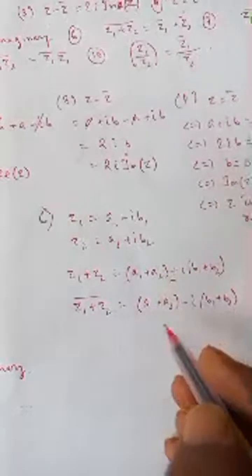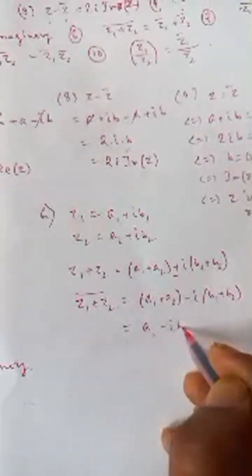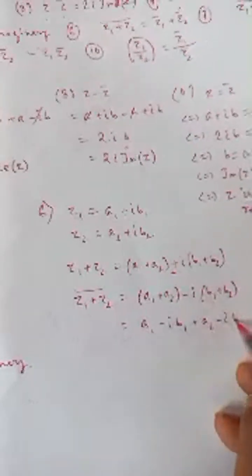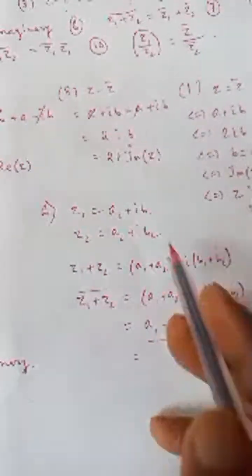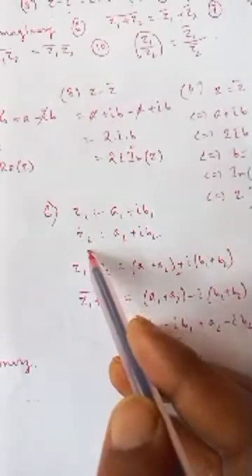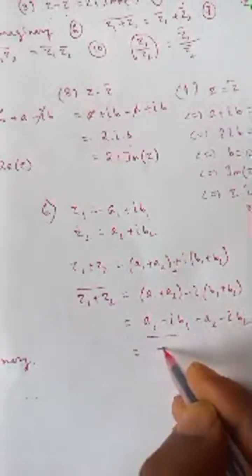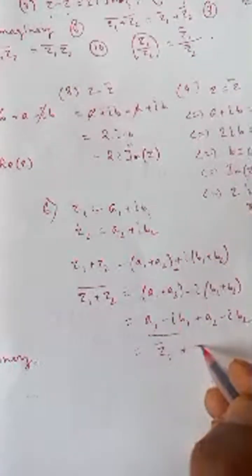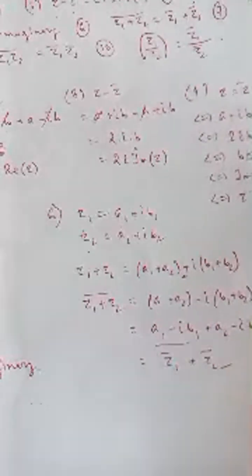Now if we rearrange this, then this will be a1 minus iota b1 plus a2 minus iota b2. So this is conjugate of z1. Conjugate of z1 is a1 minus iota b1, and conjugate of z2 is a2 minus iota b2. So this is conjugate of z1 plus conjugate of z2. So in this way you can prove this.